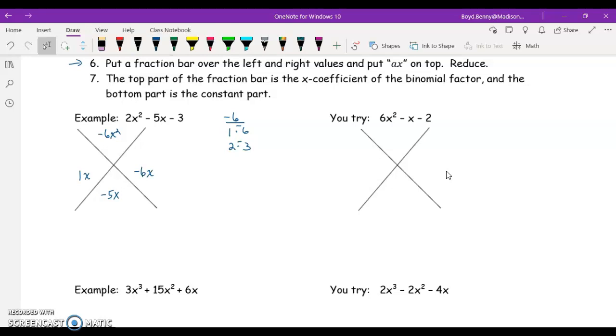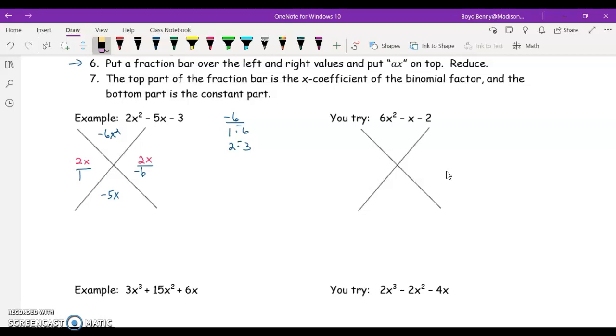Now here's kind of where we part ways with what we've done before. So step 6 says put a fraction bar over the left and right values, and then we want to put ax on top of it. So what is a? A is 2. Okay? Now, we don't want this x in the bottom down here for this exercise. So now let's simplify this.